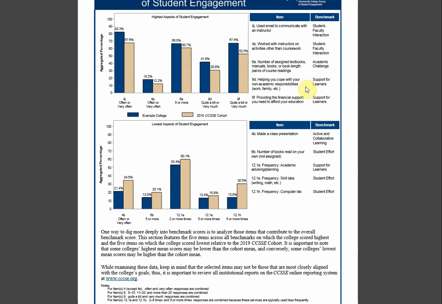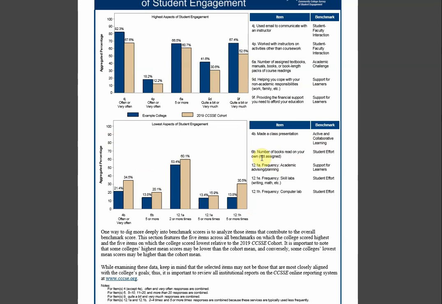The second chart on this page displays the aggregated frequencies for the items on which the college performed least favorably relative to the CCSSE cohort. The table on its right lists the items and benchmarks to which they belong. It is important to note that some colleges' highest scores might be lower than the cohort mean.